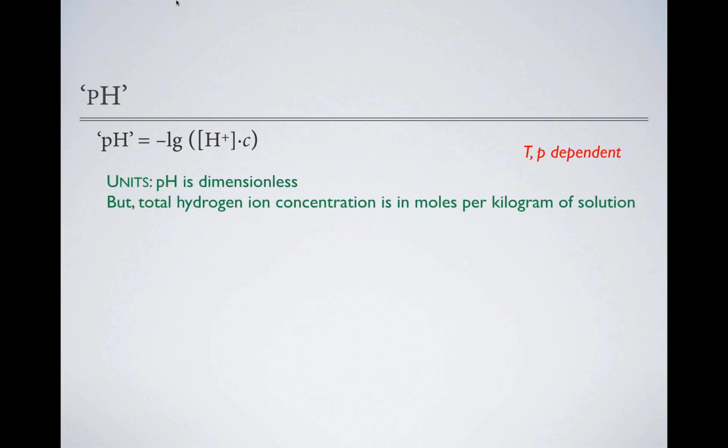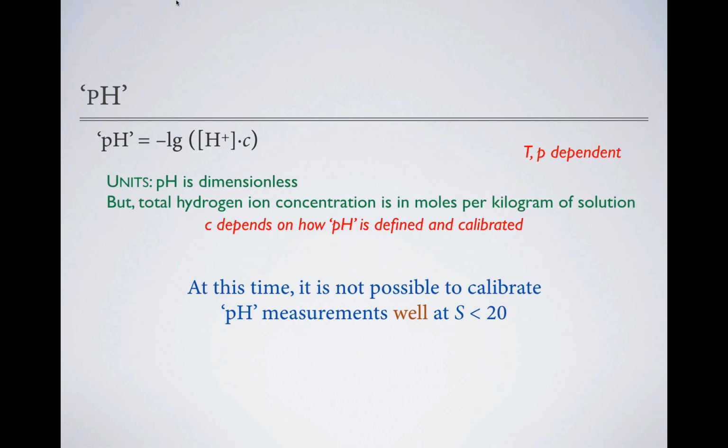For pH, again, I've talked about how pH is defined and calibrated. But at this time, the problem is it's not possible to calibrate pH measurements well at salinities less than 20.